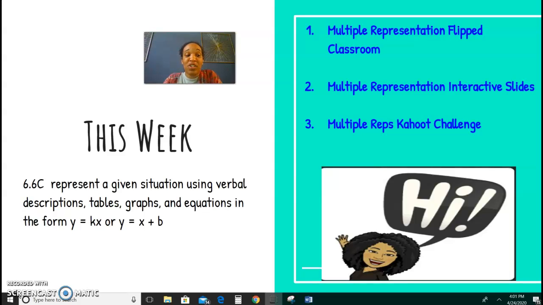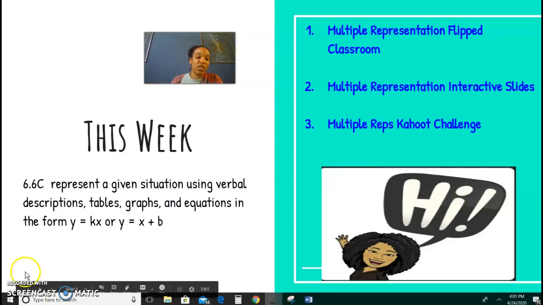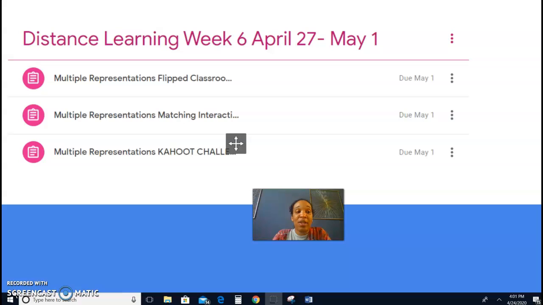Represent a given situation using verbal descriptions, tables, graphs, and equations in the form of y equals kx or y equals x plus b. Remember, you're going to be responsible for doing multiple representation flipped classroom, multiple representation interactive slides, and multiple reps Kahoot challenge. Make sure you're looking under the category that says Distance Learning Week 6, April 27th through May 1st. It will have 3 assignments: multiple representations for the classroom, multiple representations matching interactive slides, and multiple representations Kahoot challenge.